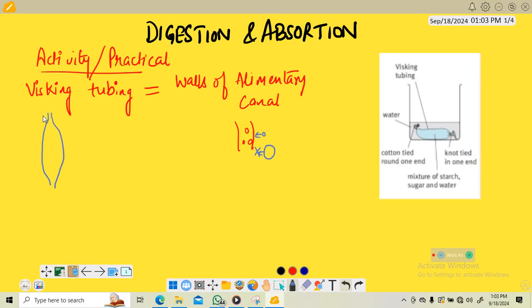So first we'll take a Visking tube, then we will moisten it with water. Let's say we take a hot water bath, and we will heat it up with the help of a Bunsen burner. Then we'll put the Visking tube in and it will moisten. We will tie a knot in one end and then use a dropper pipette. A dropper pipette is like this.